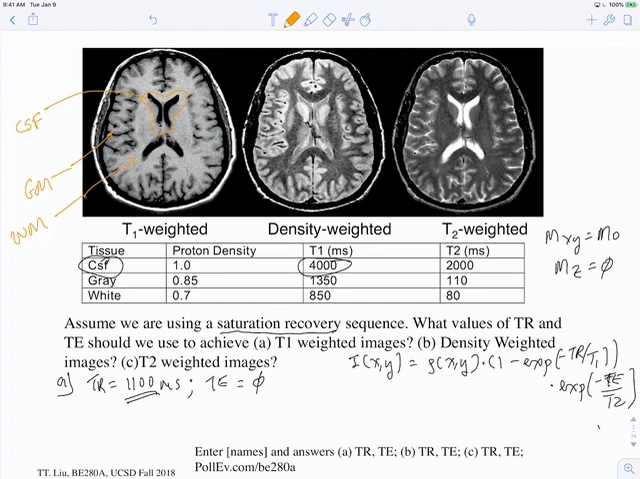All right. So in this T1 weighted image, the CSF does appear to be dark. So does that match with, if I use a TR of 1100, does that make sense that the CSF will also be dark?